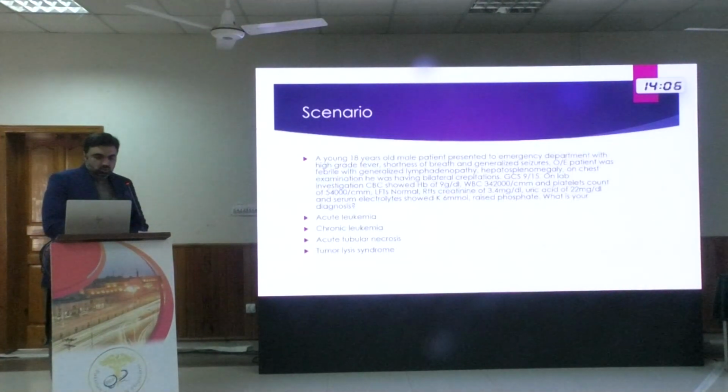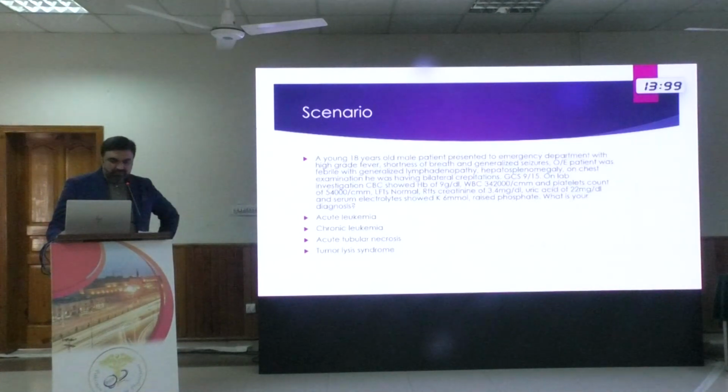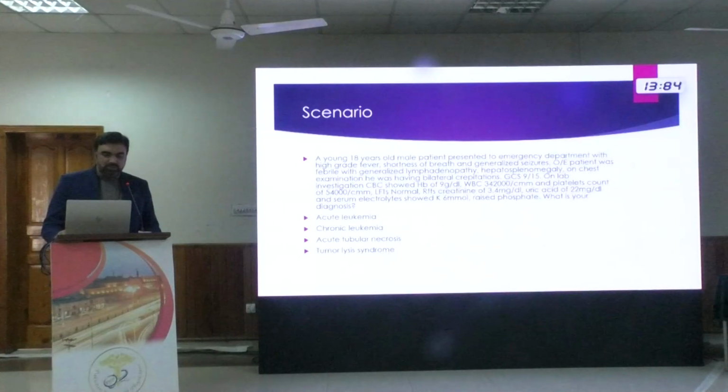A young 18-year-old male patient presented to the emergency department with a high-grade fever, shortness of breath and generalized seizures. On examination, the patient was febrile with generalized lymphadenopathy and hepatosplenomegaly. On chest examination, he had bilateral coarse crepitations, GCS of 9/15. On lab investigations, the patient had Hb of 9, WBC of 342,000 and platelet count of 54,000.